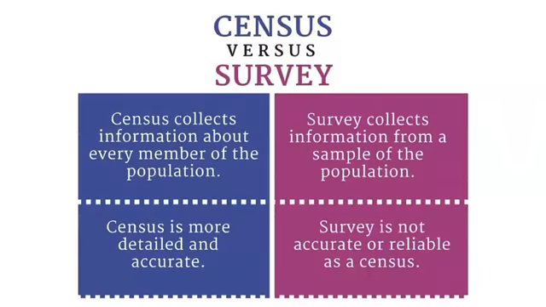Another term related to population and sample is census and survey. Census is a collection of information on every member of the population, while survey is a collection of information from a sample of the population. Census is more accurate and more detailed because you need to obtain every single piece of information of your element, while survey is not so accurate. Survey is usually done to obtain the objective of our study.